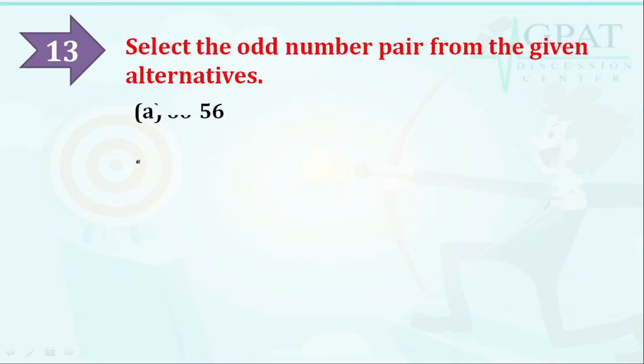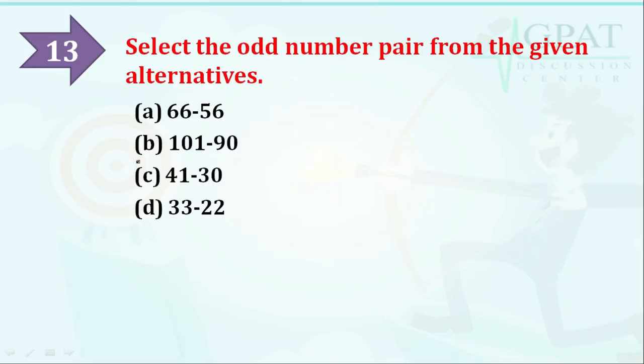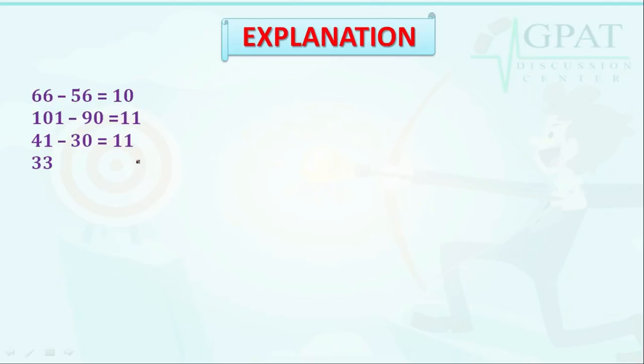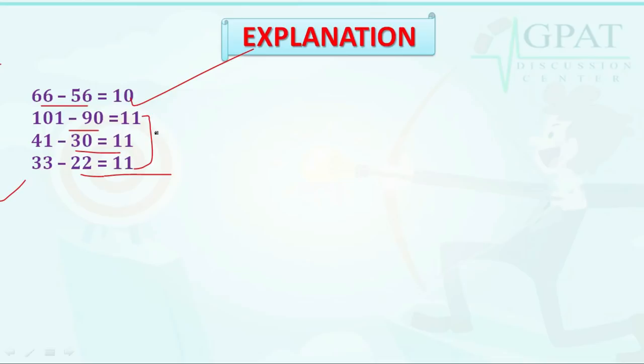The options are, option A is 66, 56, option B is 10190, option C is 4130, option D is 3322. So the odd number pair from the given alternatives is 66, 56. How is it possible? The explanation shows that the difference is 10 here, and in the rest there is a difference of 11. So this is the odd one because these three are the same. Moving on to the next question.